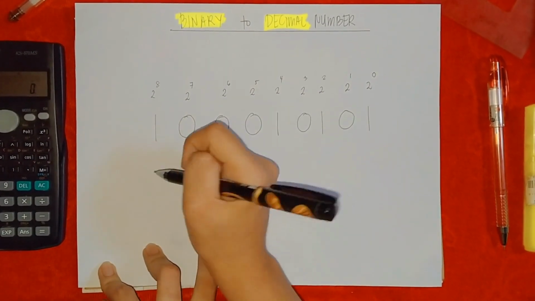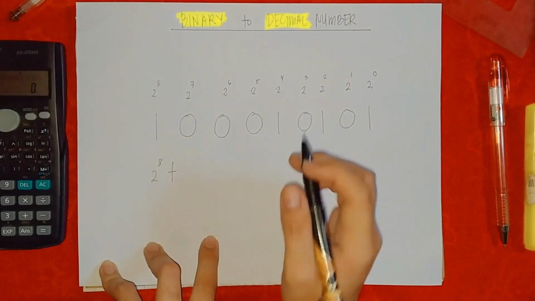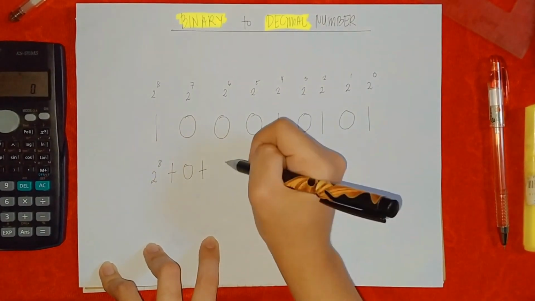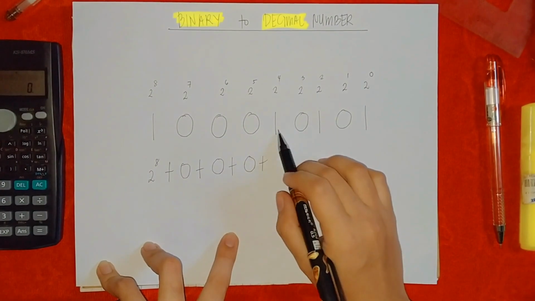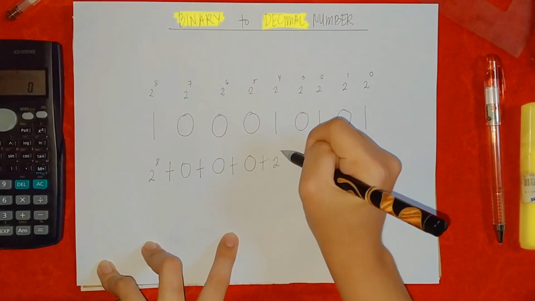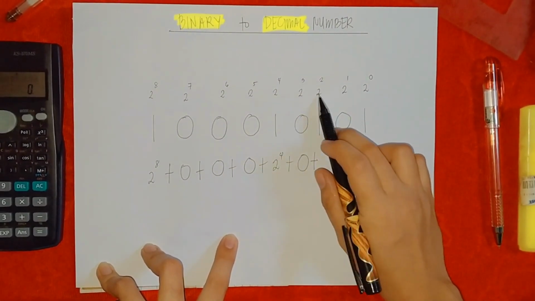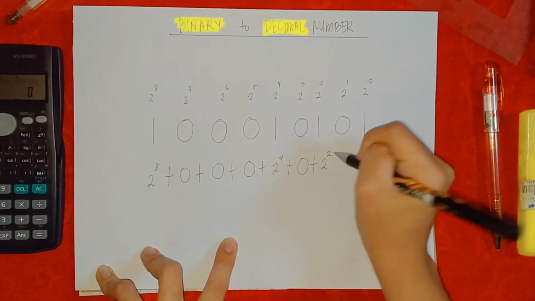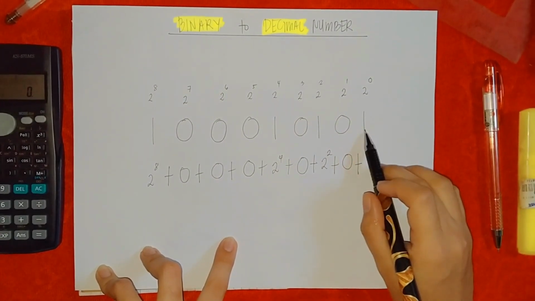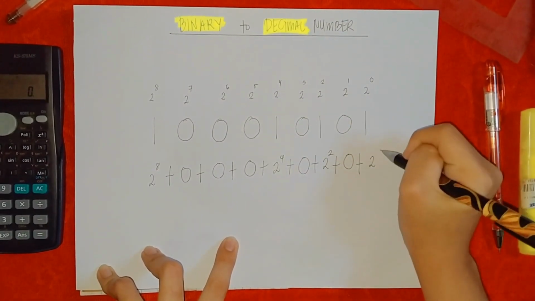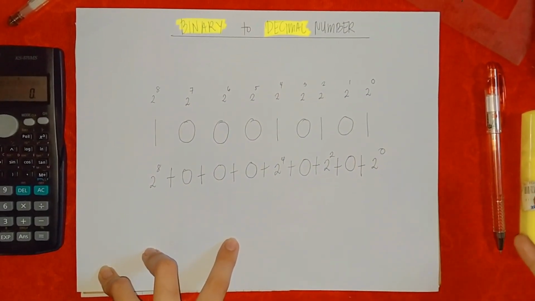1 times 2 to the 8th power is, of course, 2 to the 8th power. 0 times 2 to the 7th power is 0. Also 0. And also 0. And 1 times 2 to the 4th power is 2 to the 4th power. And another 0. Plus 1 times 2 to the 2nd power is 2 to the 2nd power. And another 0. And lastly, 1 times 2 to the 0 power is 2 to the 0 power. So once again, guys, whenever you see 0, just eliminate it, okay?